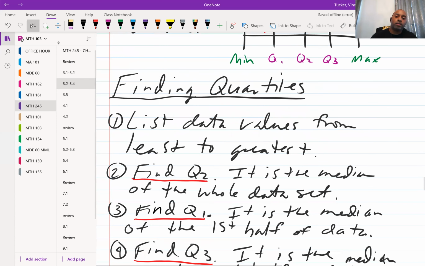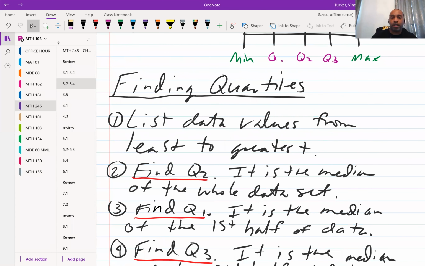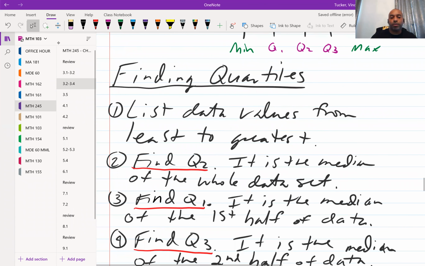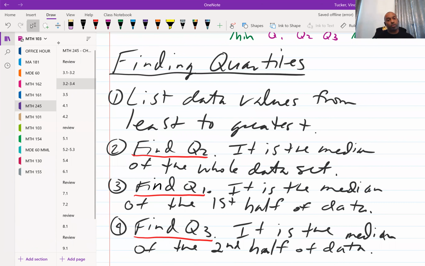Then Q1 is the median of the first half of data. And then Q3 will be the median of the second half of data. So really all three of them are just medians. They're middle values. Q2 is the median of your whole data set. Once you break it in half, when you look at that first half, Q1 is going to be the median of that. And then the second half of data, Q3, would be the median of that.